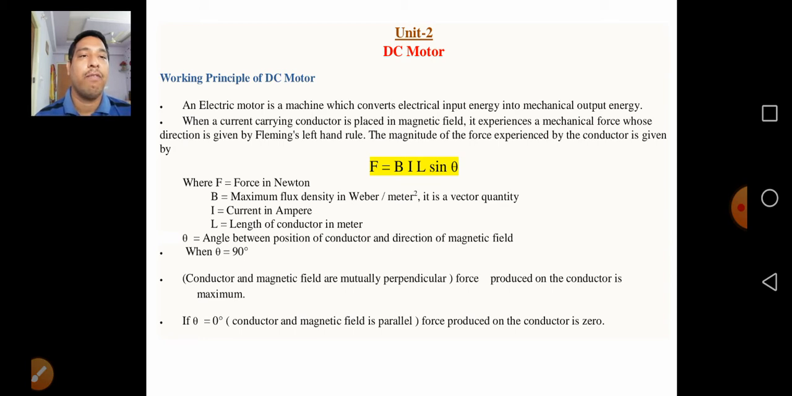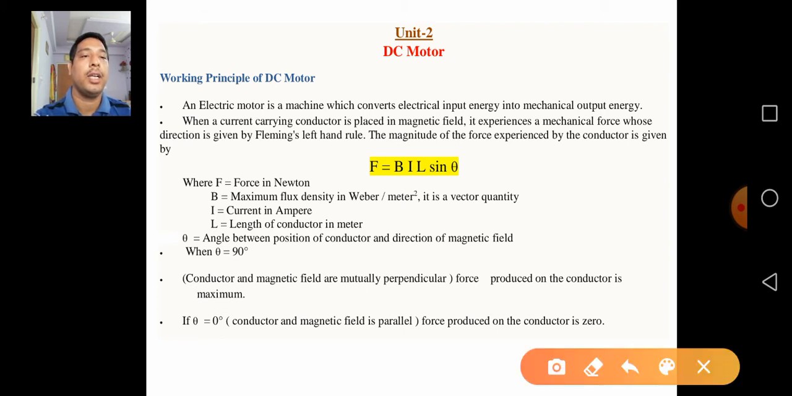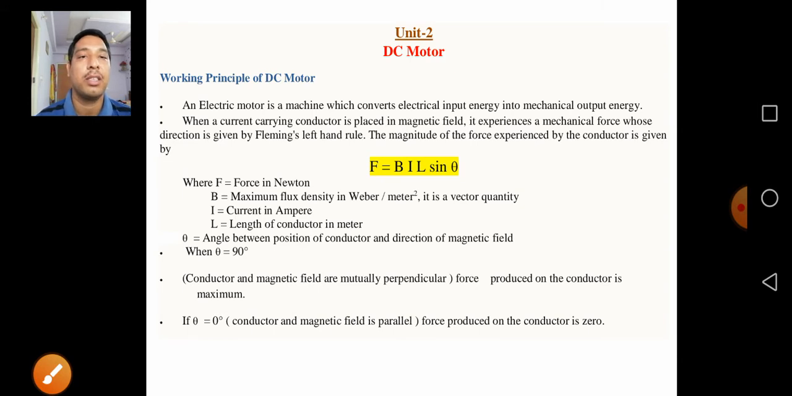Here the magnetic force experienced by the conductor is calculated by using F = BIL sin theta. This is the equation we use for calculating how much force is induced in the conductor. Here F is the force in Newtons, B is the maximum flux density in Weber per meter square, I is the current in amperes, and L is the length of the conductor in meters.